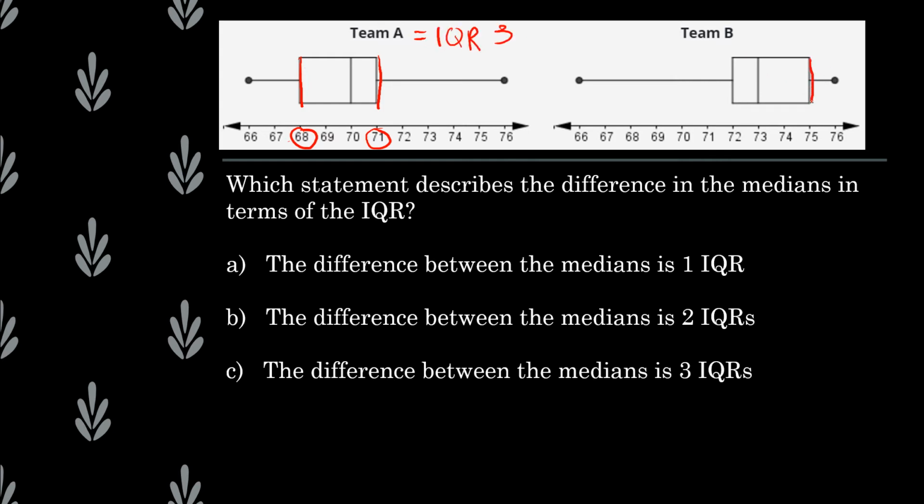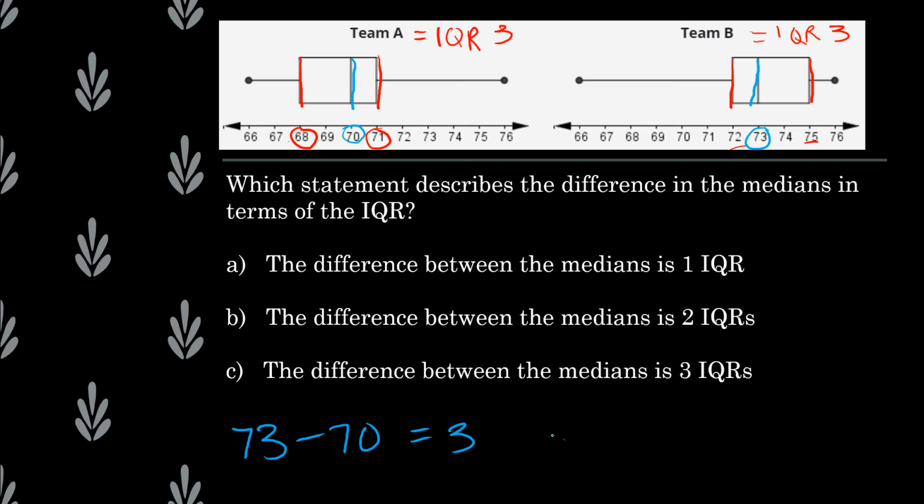Team B, I would do 75 minus 72, which is also 3. So the IQR is 3. Now let's see how far apart our medians are. So when I look at both of these box plots, my median here is at 70. My median for Team B is at 73. So if I were to take 73 minus 70, so first step, let's subtract our medians, I would get 3.